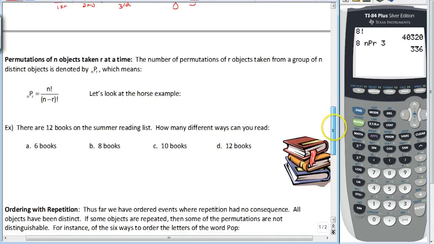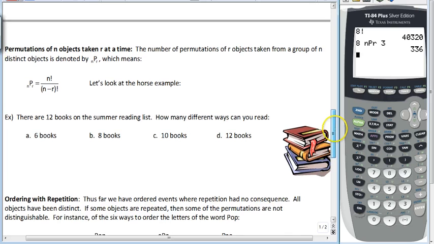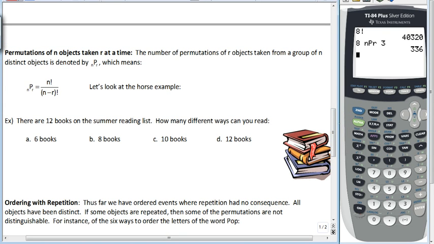So we're going to look at permutations of n objects taken r at a time. The number of permutations of r objects that can be taken from a group of n objects is denoted by nPr. Again, we just talked about that. So now we're going to do the horse example again, but now we're going to do it with books.